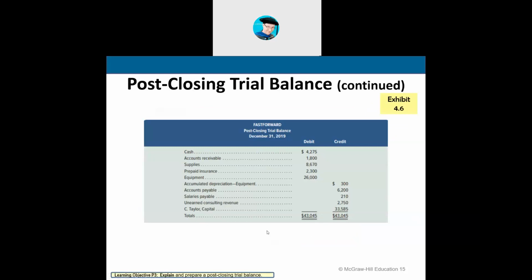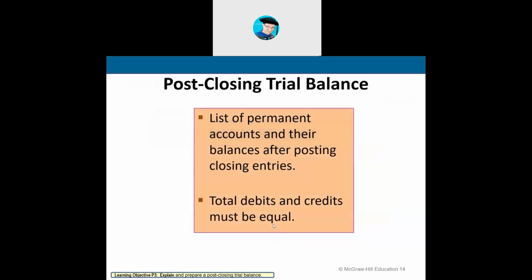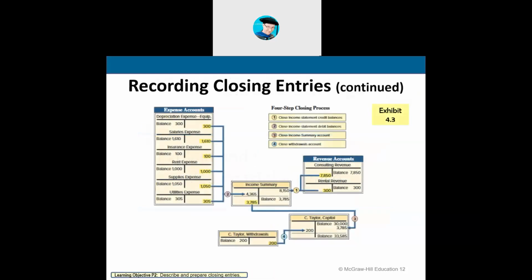Earlier I'd mentioned that there are journal entries, right? The special journal entries that we would make are real simple. We would debit our total revenue and credit income summary. We would debit income summary and credit total expenses, and that closes our revenue and expense accounts to income summary.